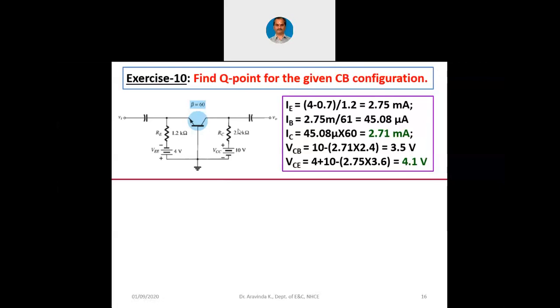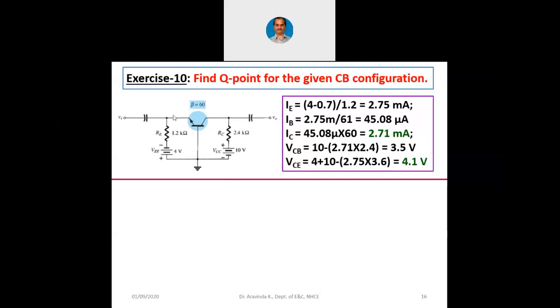Now we are coming to the last part of the DC analysis. Later on we will start the AC analysis of the same circuits. We have discussed the common emitter configuration. There we had discussed 3 biasing methods. Then we discussed the common collector configuration yesterday, and today we have discussed the common base configuration.